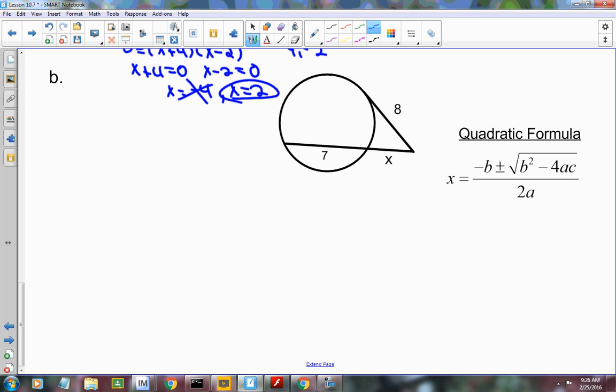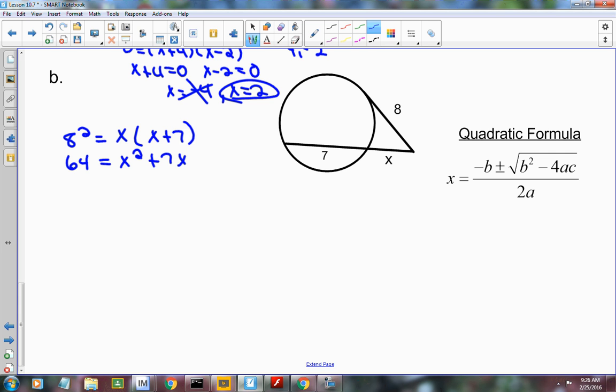Alright, so in this problem, I've got a tangent and a secant, so I'm going to set it up like I did the one above. Okay, so what's that going to look like? 8 squared equals x times 7 plus x, or x plus 7. I'm going to do x plus 7. Okay? Alright, so 8 squared is 64, and I distribute the x, so I get x squared plus 7x.